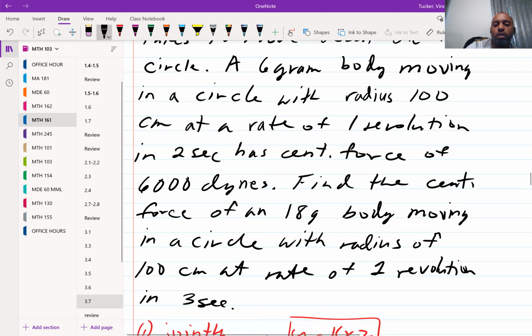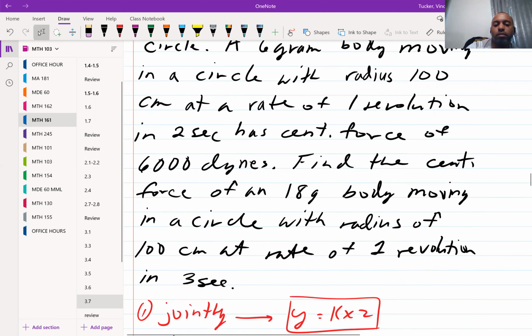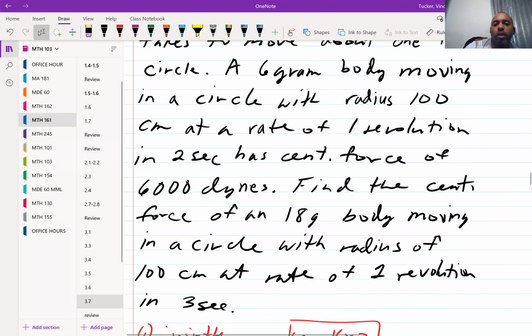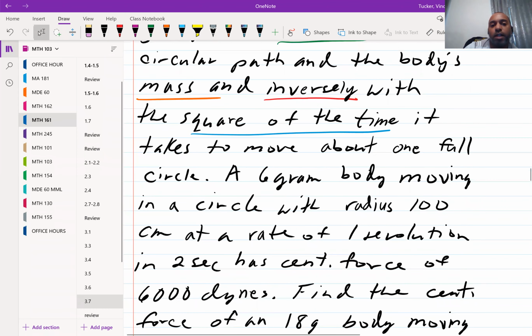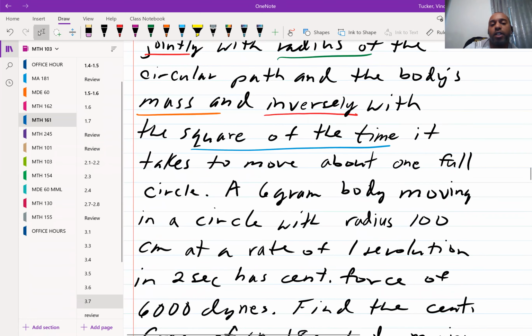All right, can we scroll up? So if we look at starting the problem off, they give us 2 key phrases here. That's why it's combined variation. It says that it varies inversely and jointly.